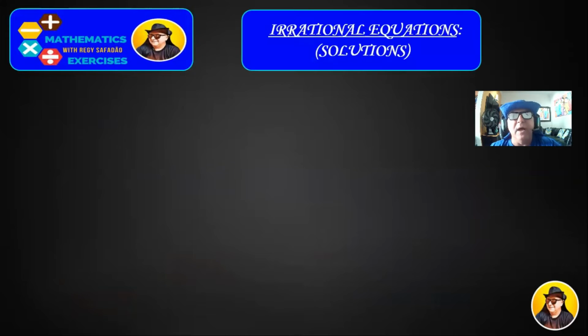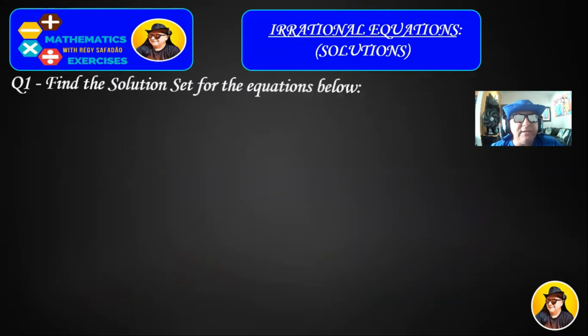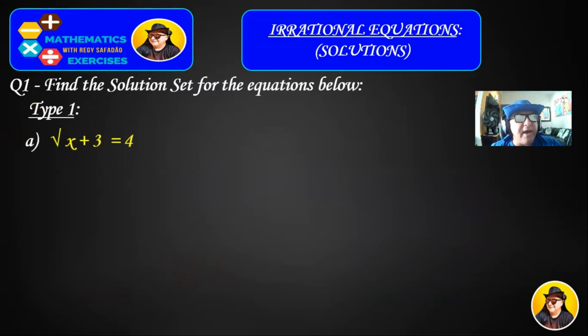As I told you before, now we are going to do some exercises about the irrational equations type 1, the easiest type. Let's see. Find the solution set for the equations below. Let's see question A. Here we have the square root of x plus 3 equals 4. Well, we want to eliminate that radical from there.